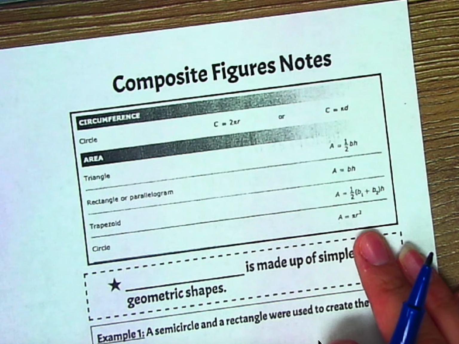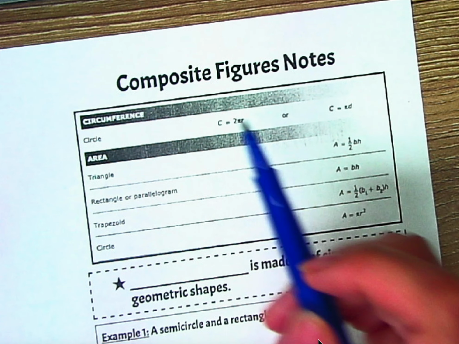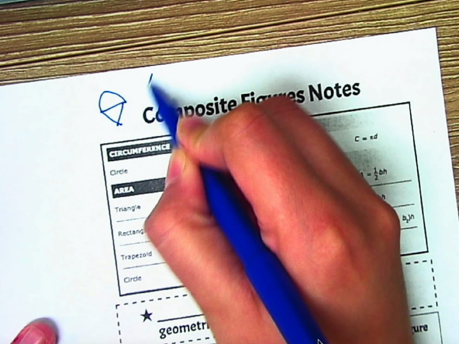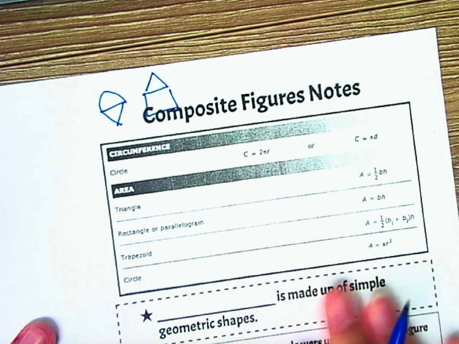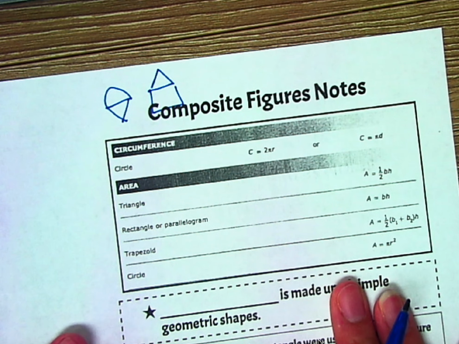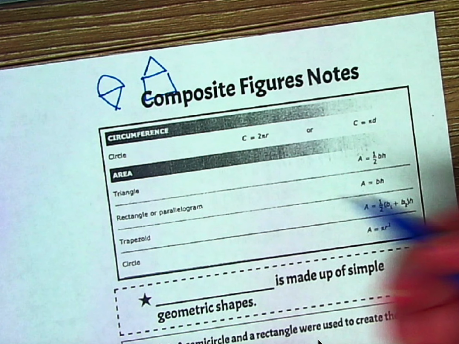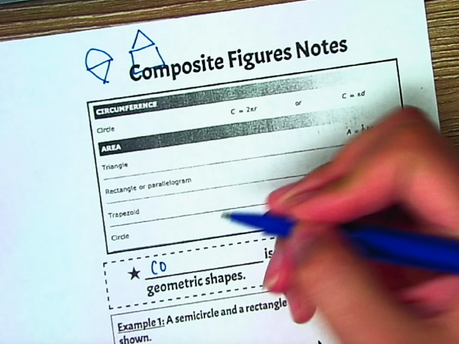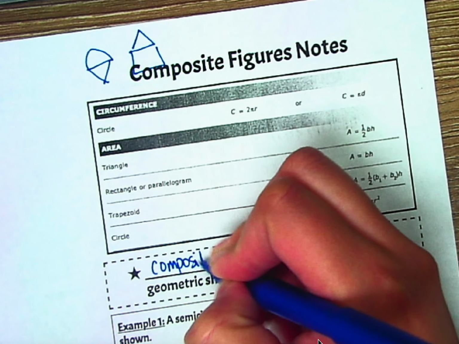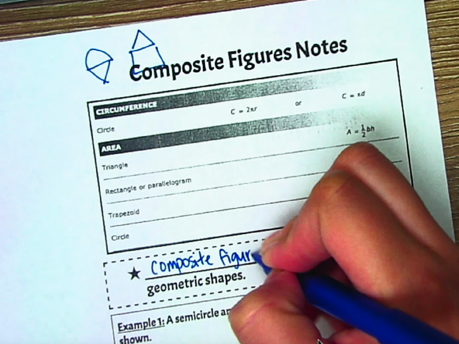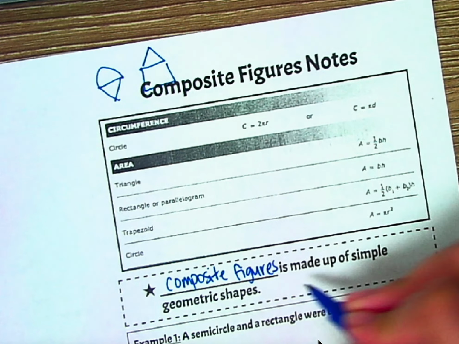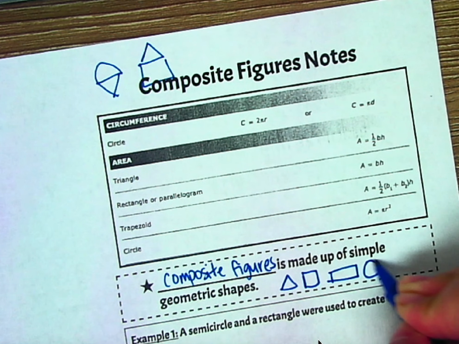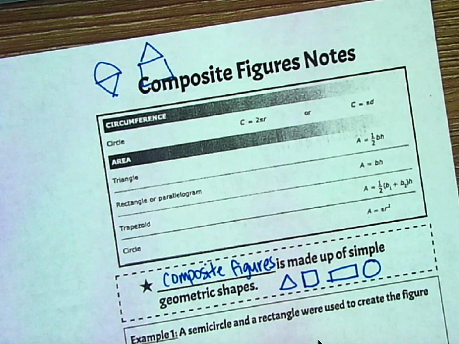Okay, so a composite figure. If you've ever drawn a snow cone or you've drawn a house, you've drawn a composite figure. That just means it is made up of simple geometric shapes. So I want you to put that on that blank composite figure. Okay. So it's made up of triangles, squares, rectangles, circles, everything like that.